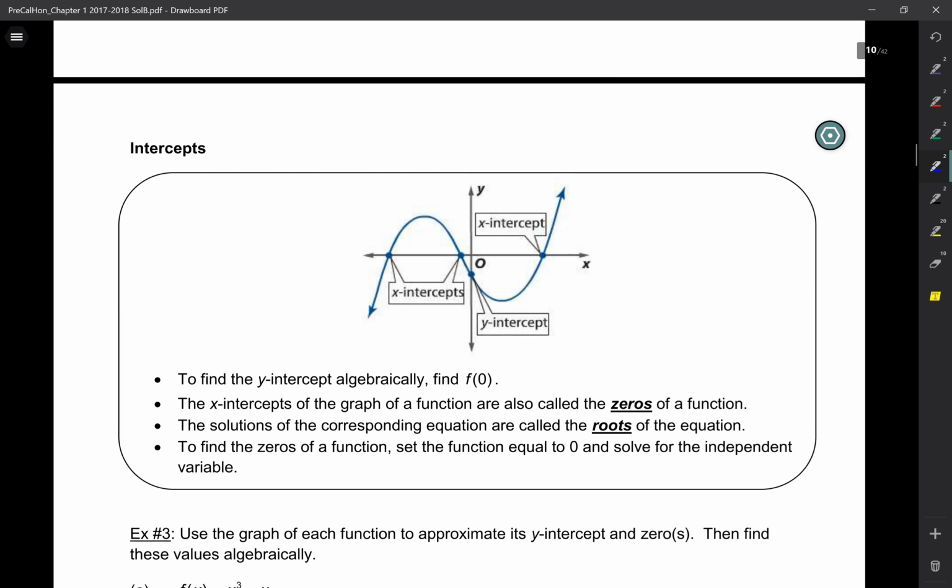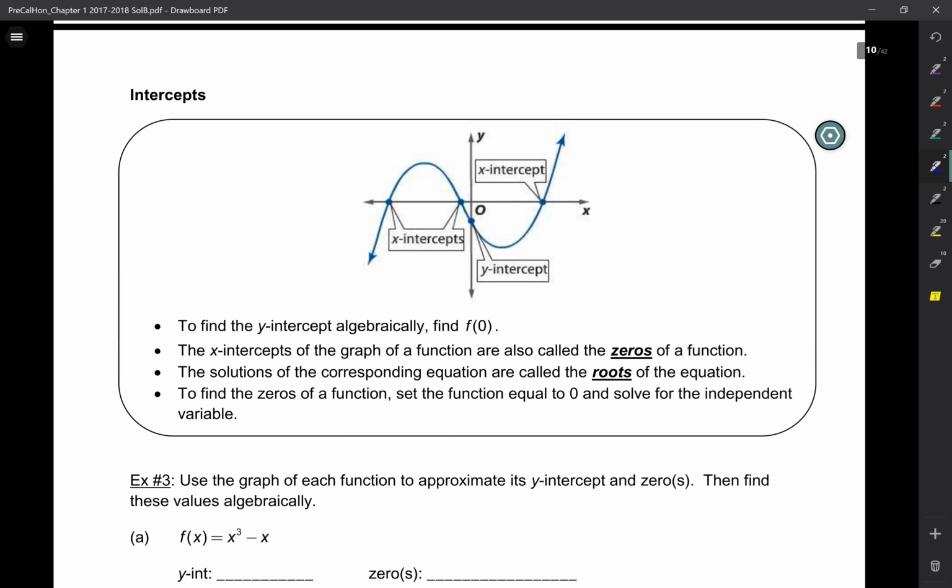Okay. Intercepts. So intercepts are points where the graph crosses an axis. So either x or y. Right. So, let's talk about y-intercept first. This is the y-intercept. It's where the graph crosses the y-axis.